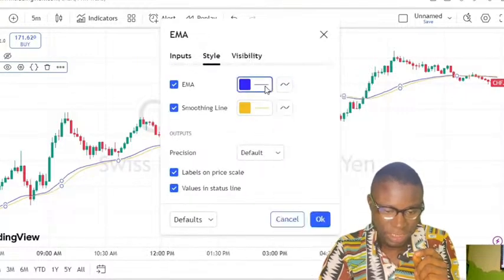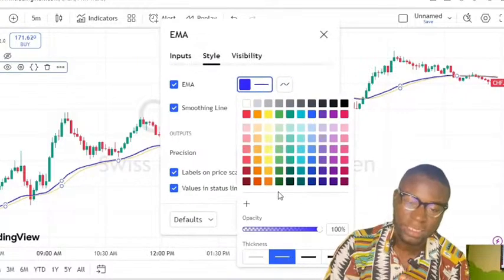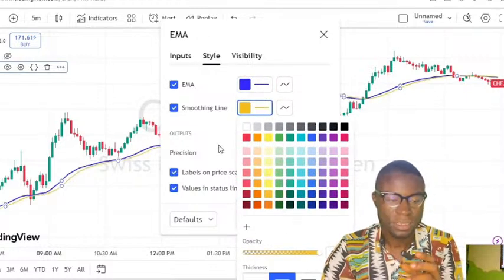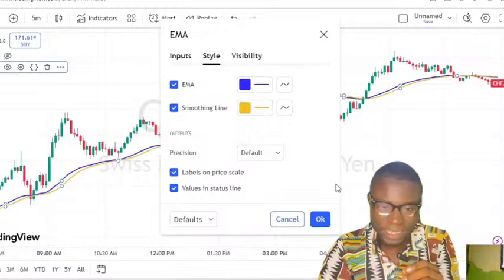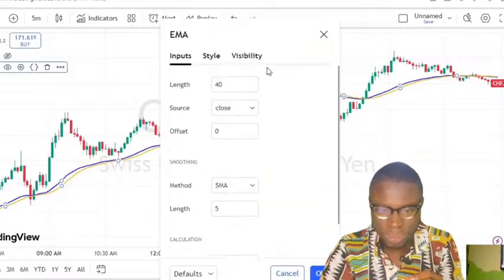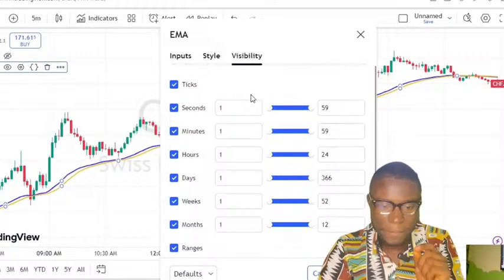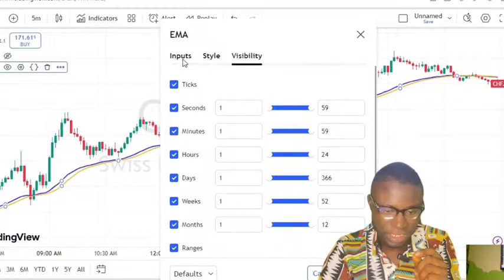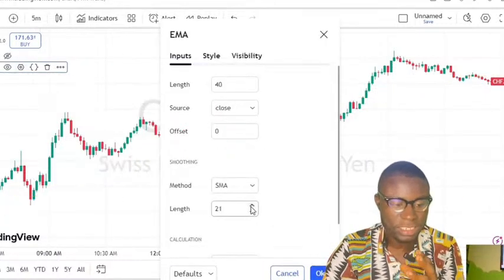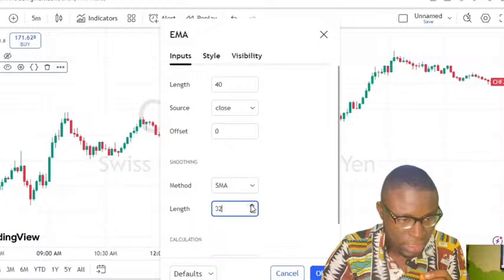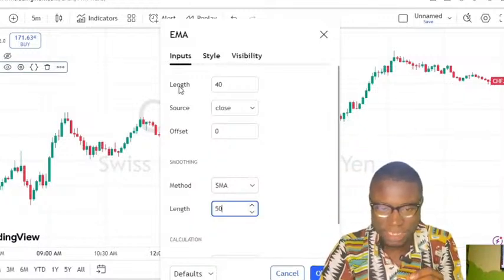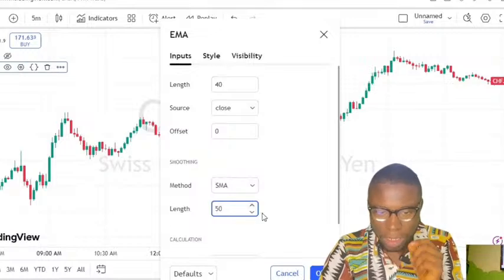We want to make the line bigger. I'll make this one bigger. Yeah, this is the color. Leave the other settings, don't change anything on the visibility. Okay, so then click done. Then you have to increase the length of the other one to 50. Remember, the length for this one here is 50.